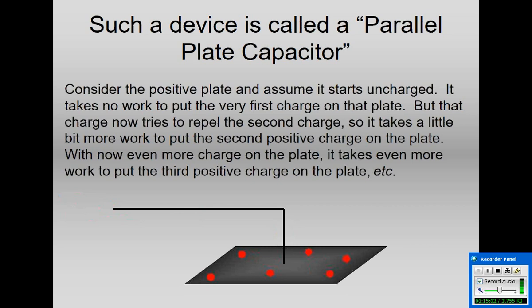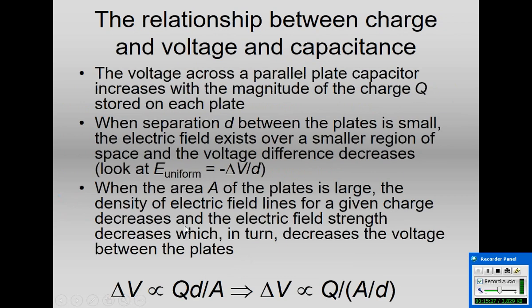The positively charged plate is attracted to the charges on the negatively charged plate, but all those positive charges on the positively charged plate are trying to repel each other. So there's this balance between the repulsion and the attraction, but we can still reach an equilibrium state in which we have positive charges on one plate and negative charges on the other plate. The property of this plate that is used in calculations is called capacitance, and we'll see that it's represented by a capital C.